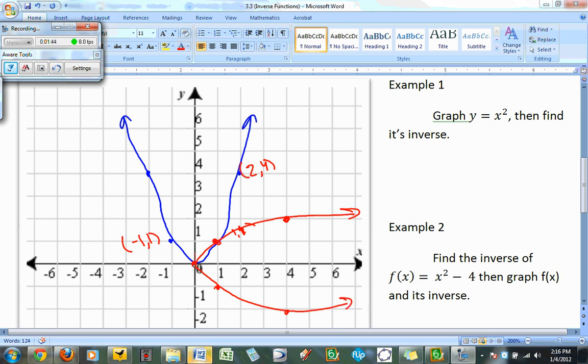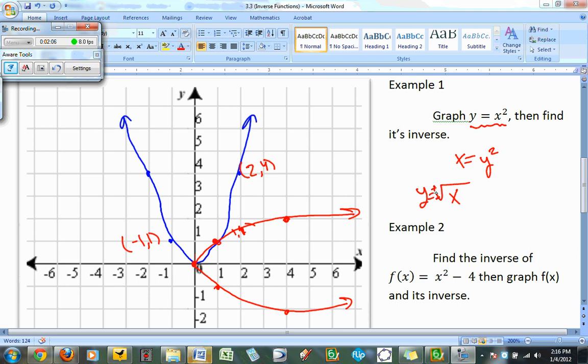In fact, if you think about it, if we were to find the inverse of this graph, we switch the x's and y's and we solve for y again. So it would be x equals y squared. I've got to solve for y again in order to find the inverse, so you take the square root: y equals the square root of x. And we know when we take the square root, it's plus or minus, right?